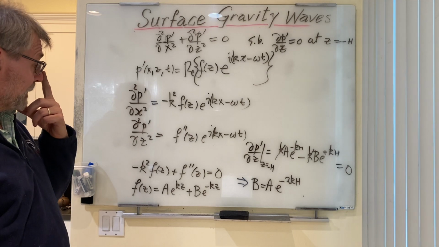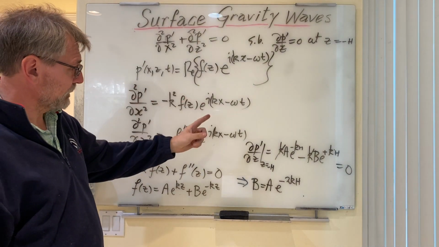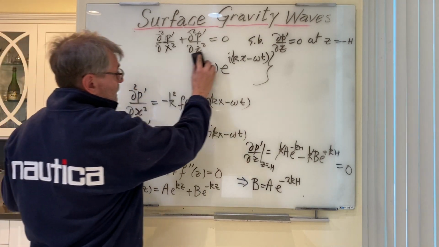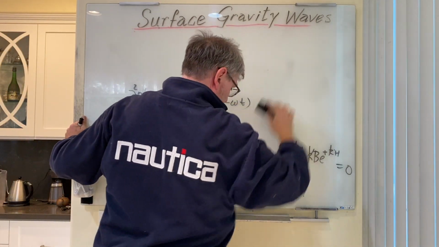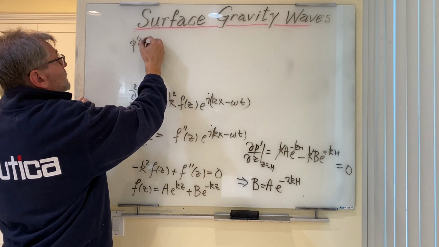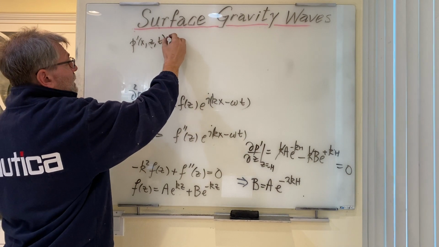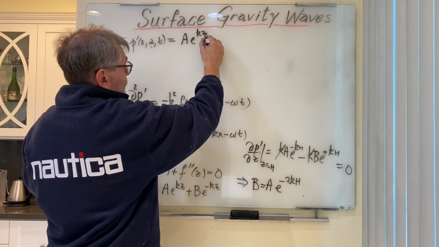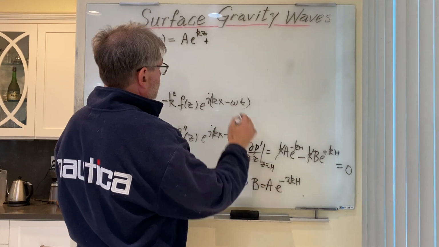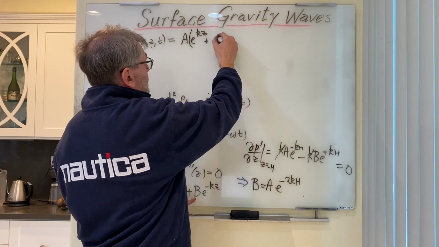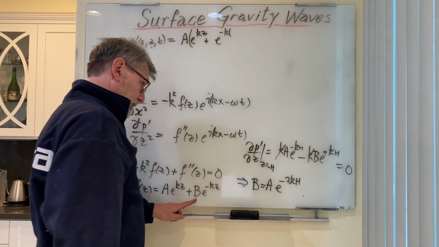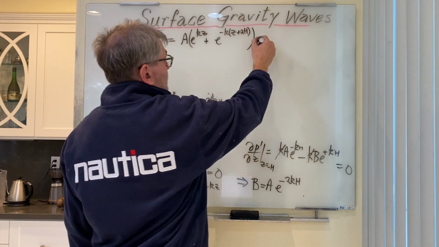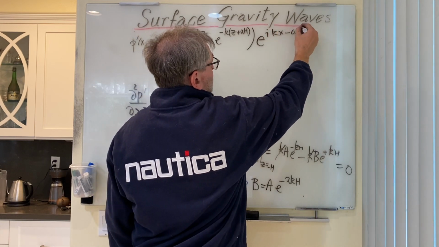Okay, and that means now I have the form of the dynamic pressure. There'll still be one arbitrary constant left, a. So let me write out what the dynamic pressure is so far. I can get rid of this equation. What I have is P prime of x, z, and t is equal to a e to the kz plus, and b is equal to a e to the minus 2kh, so plus e to the minus k z plus 2h, times e to the i kx minus omega t.